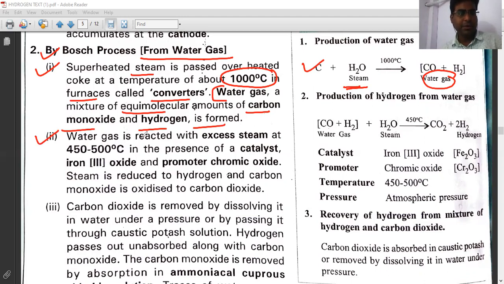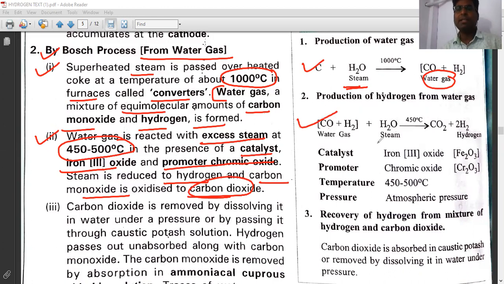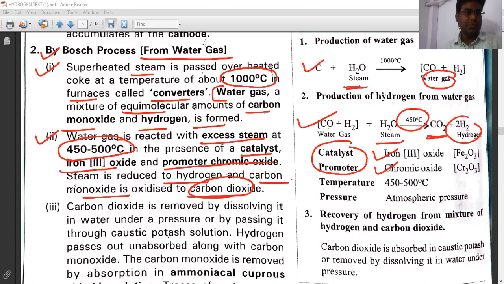Your second point is: water gas is reacted with excess steam at a temperature of 450 to 500 degrees Celsius in the presence of the catalyst iron oxide and promoter chromic oxide. Steam is reduced to hydrogen and carbon monoxide is oxidized to carbon dioxide. You can see on the right hand side, whenever water gas is heated with steam at a temperature of 450 degrees Celsius, it produces CO2 and hydrogen gas. At that time, a catalyst of iron oxide or chromic oxide is used here. So this is the second point.